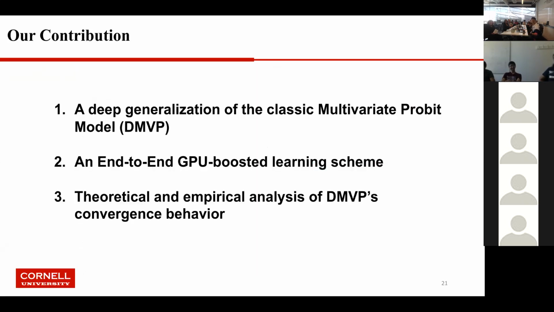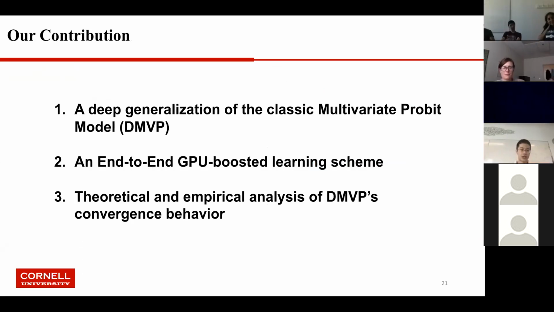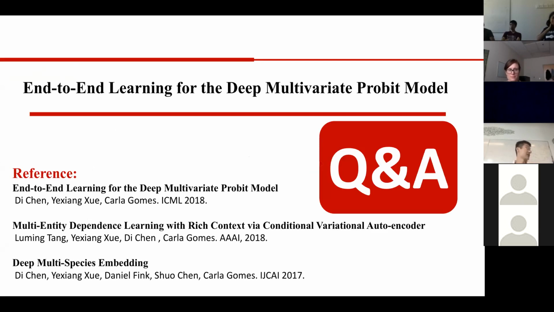So, in conclusion, we proposed a deep generalization of the classic multivariate probit model, and we provide an end-to-end GPU-boosted learning scheme with a better sampling process to estimate the joint likelihood faster and better. We also provide a theoretical and empirical analysis of the convergence behavior, so people will feel more confident to use this model in practice. So thank you for listening.